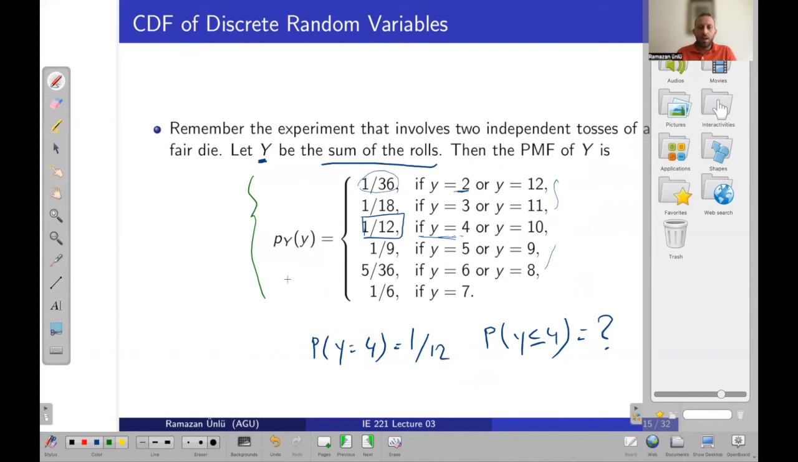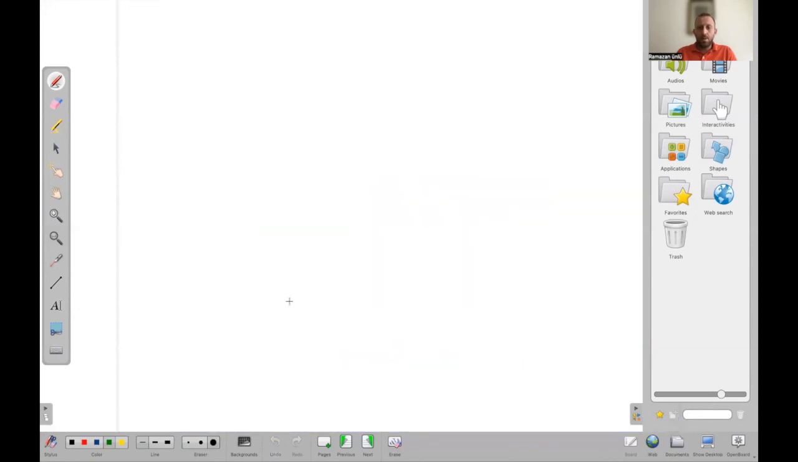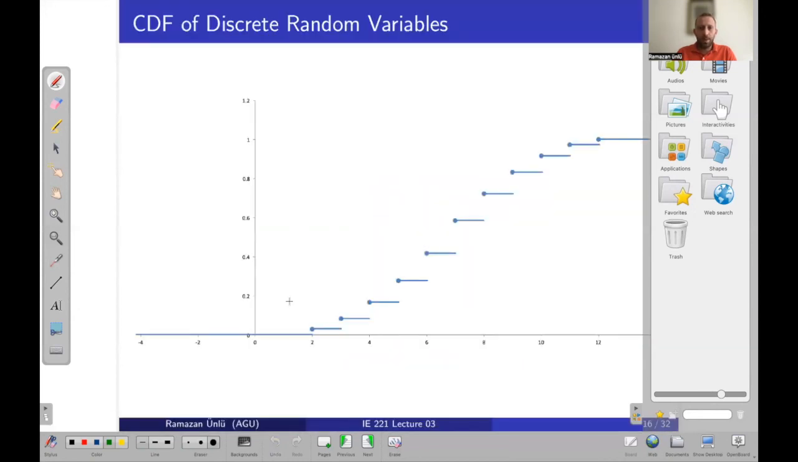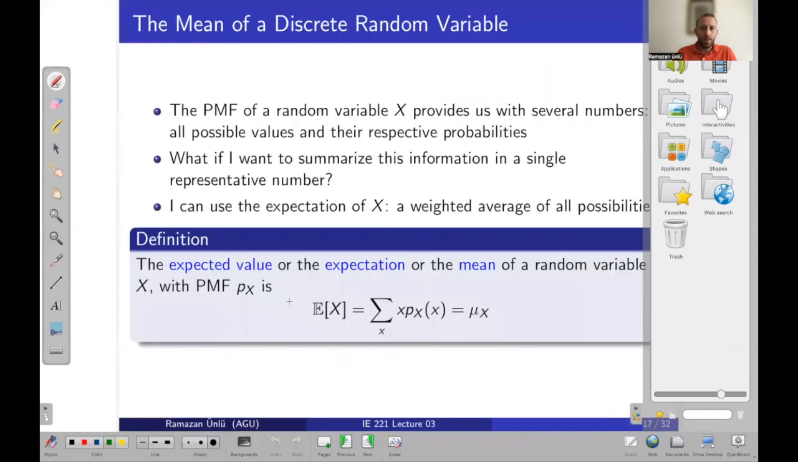Also, we will try to solve this question in class. Okay, that's it. I will see you in another part, and I think we will continue with the mean of discrete random variables. And in the last part, we will continue with the variance of discrete random variables. So I will see you in the next part.